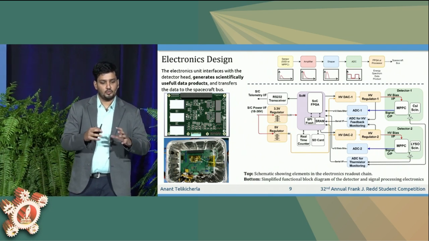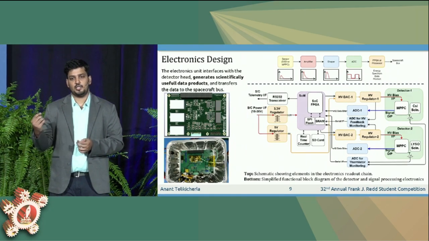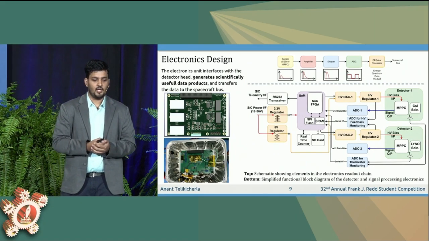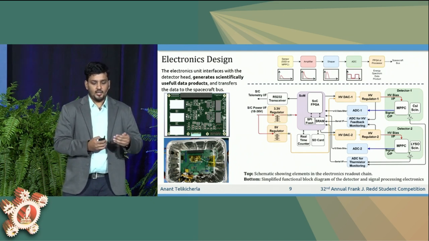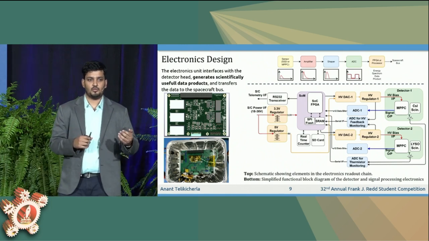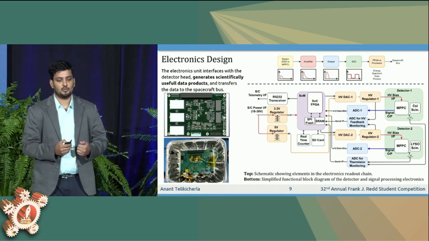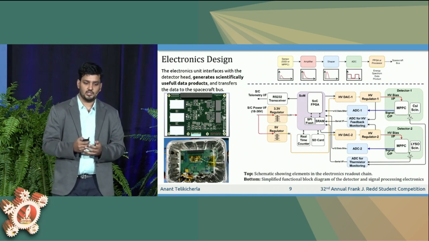I will not go into all the details. They're better described in the paper. But they basically convert the analog output of the signal and generate a histogram, or scientifically valuable data product. And we also generate all the required internal voltage. So the sounding rocket or the spacecraft just needs to provide us a 28-volt bus, and we convert it to whatever voltages we require.